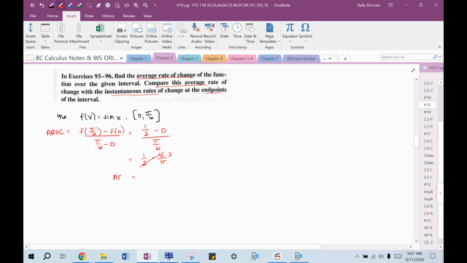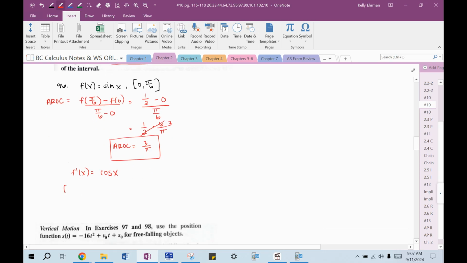So the average rate of change is 3 over pi. That's the first thing I was supposed to do. And then compare this number with the instantaneous rates of change at 0 and at pi over 6. So first we need to find f prime, get an equation for instantaneous rate of change, or derivative. The derivative of sine x is cosine x.